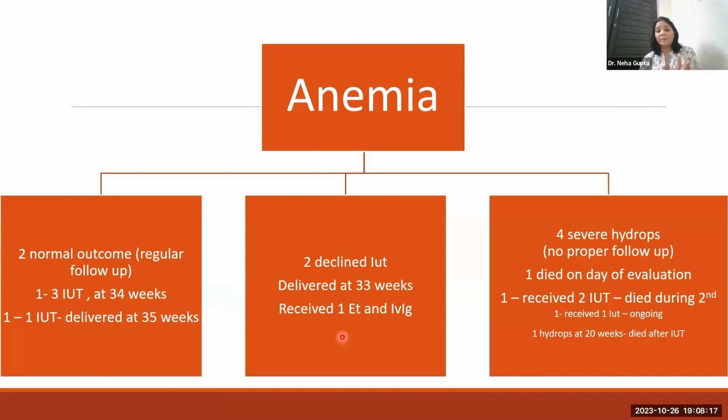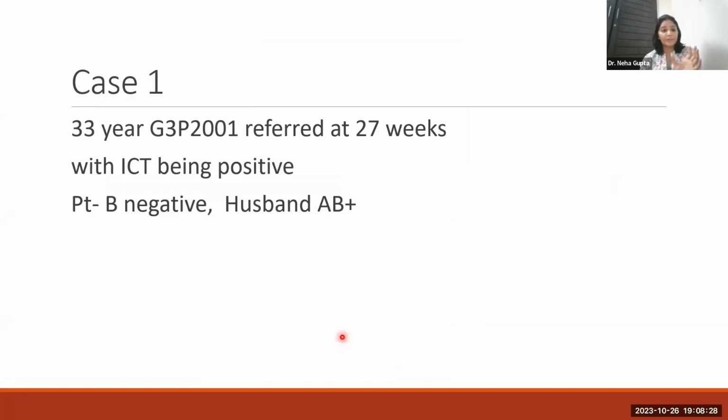4 were severely hydropic babies. 1 died on the day of evaluation. 1 received 2 IUTs but died during the second one. 1 was hydropic at 20 weeks only, and 1 is ongoing. So let's just understand this with a case.